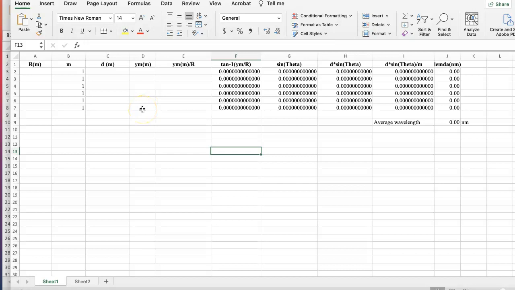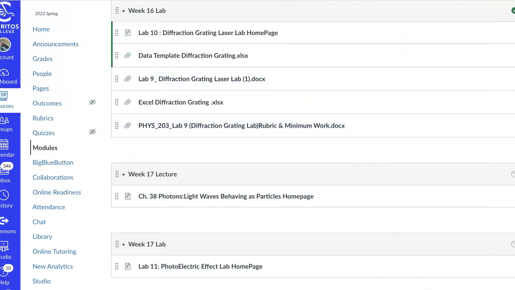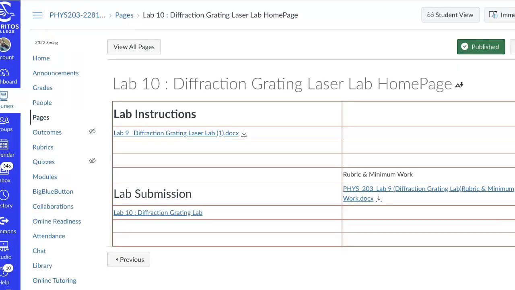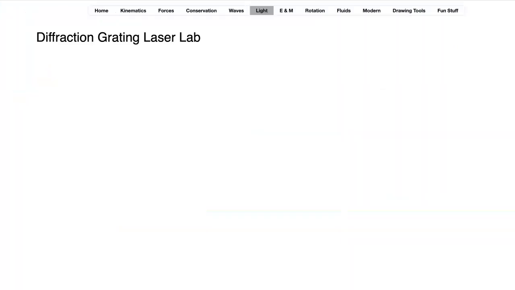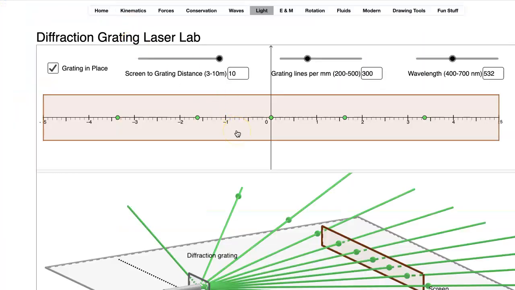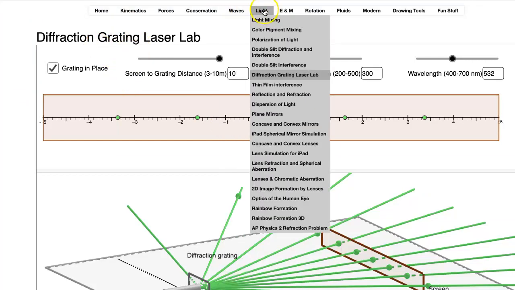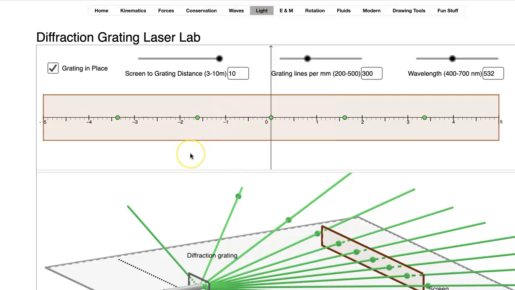Now let's go back. It's going to be O Physics, and if the link did not take you there, you're going to try to find O Physics, and then under Light you will have the diffraction grating laser lab.